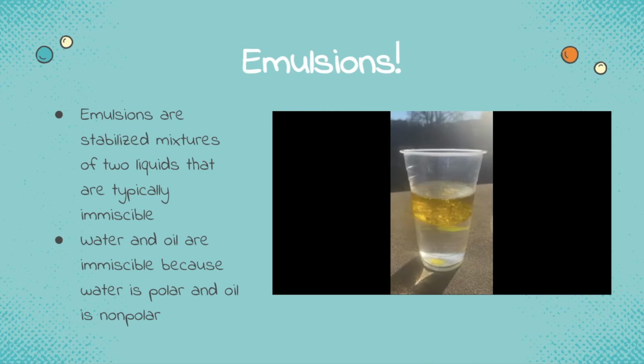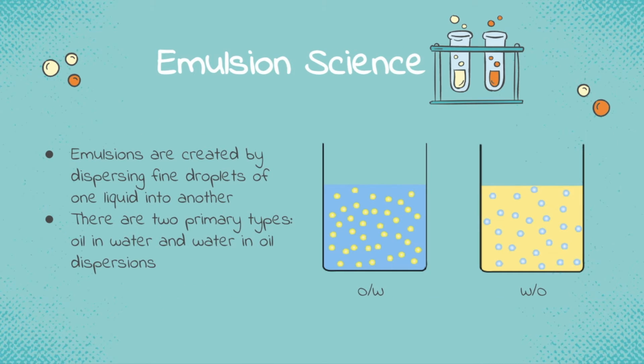right. However, if you wish to avoid phase separation, you can use emulsifiers to form one visible layer. This is done by dispersing fine droplets of one liquid into another. Now, there are two primary types of emulsion.